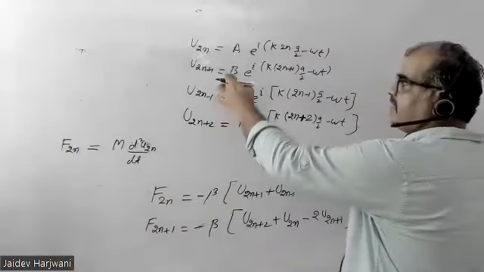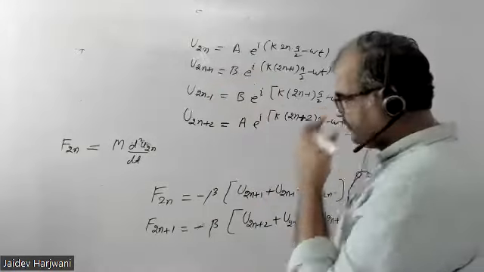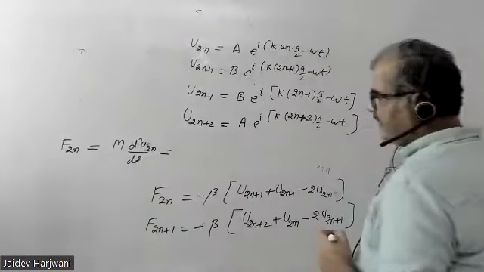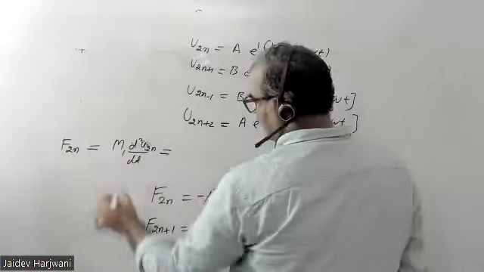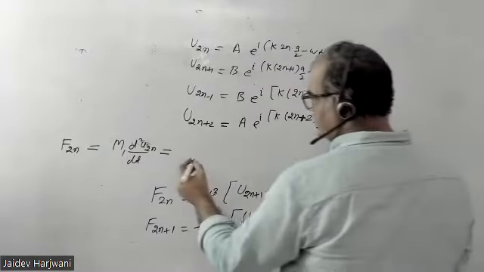For the smaller I'm writing B, for the larger I'm writing A. So the amplitudes are different. Now we'll see what happens. The mass is M1, M2. So M1 d2u dt square, put the values here.